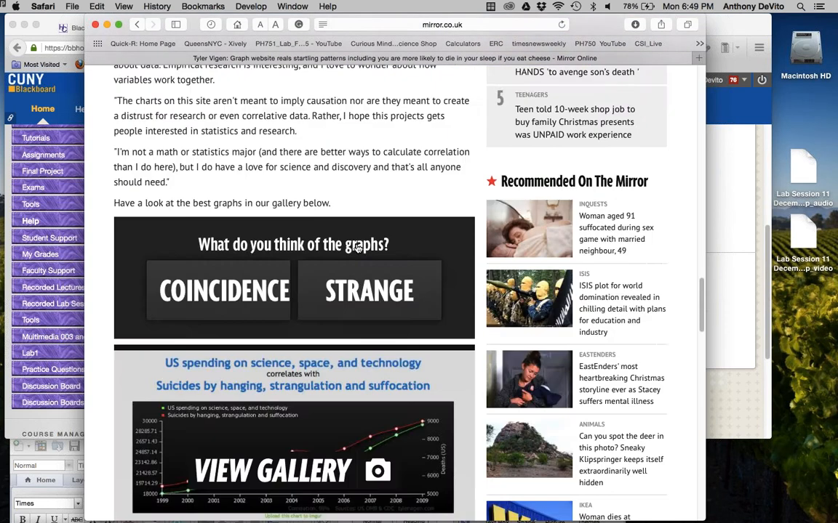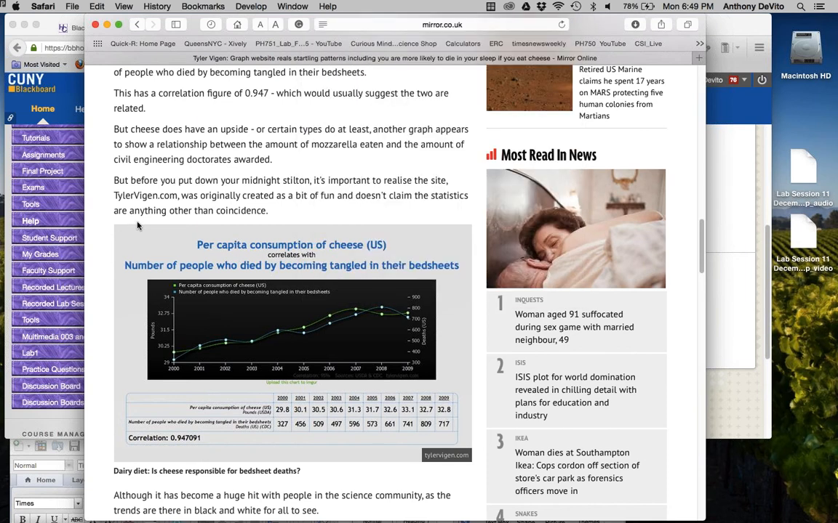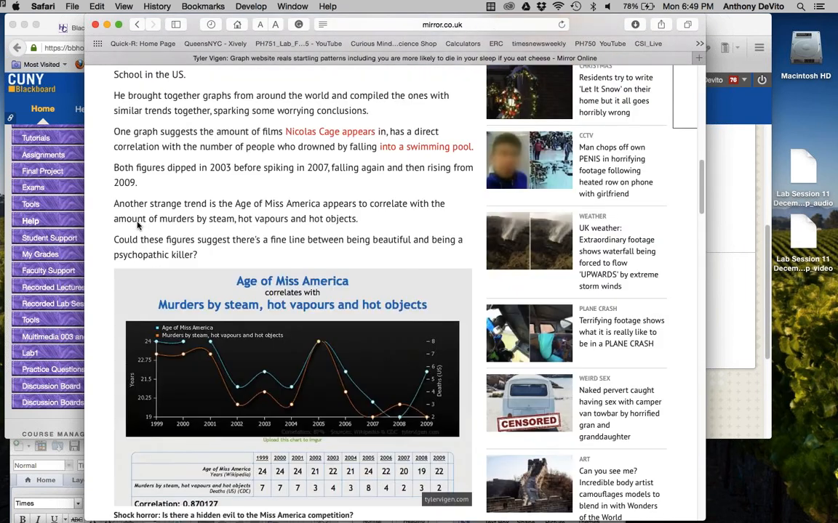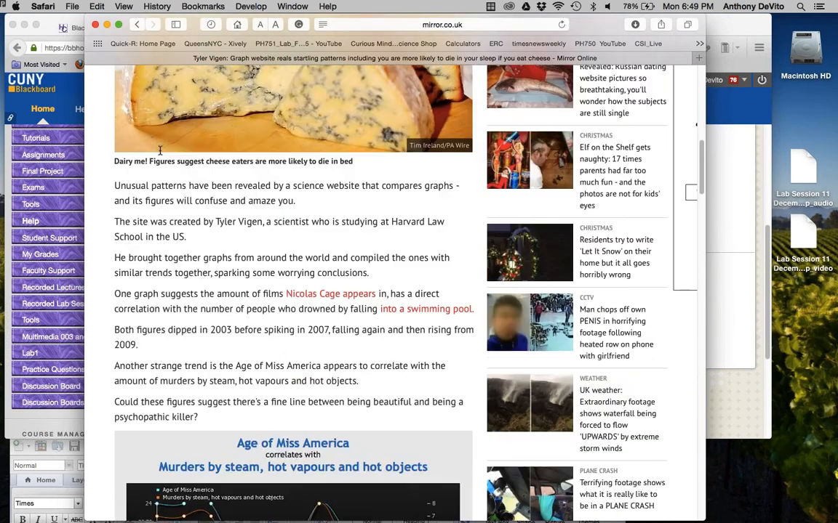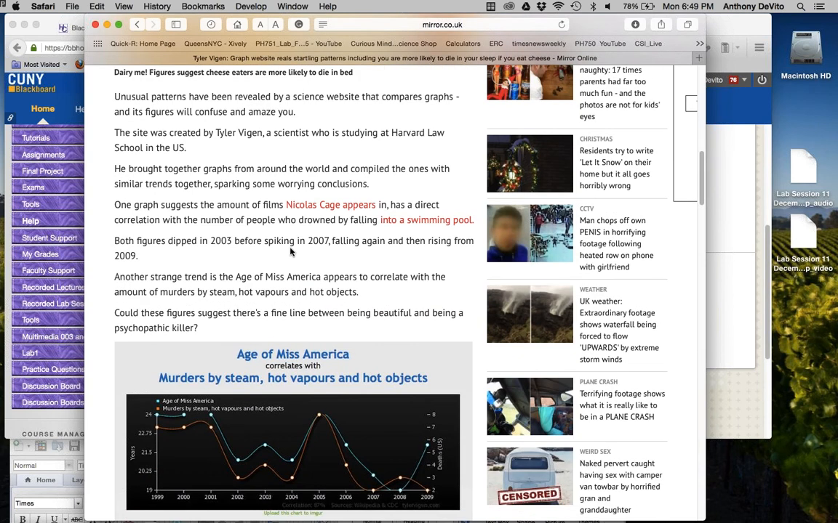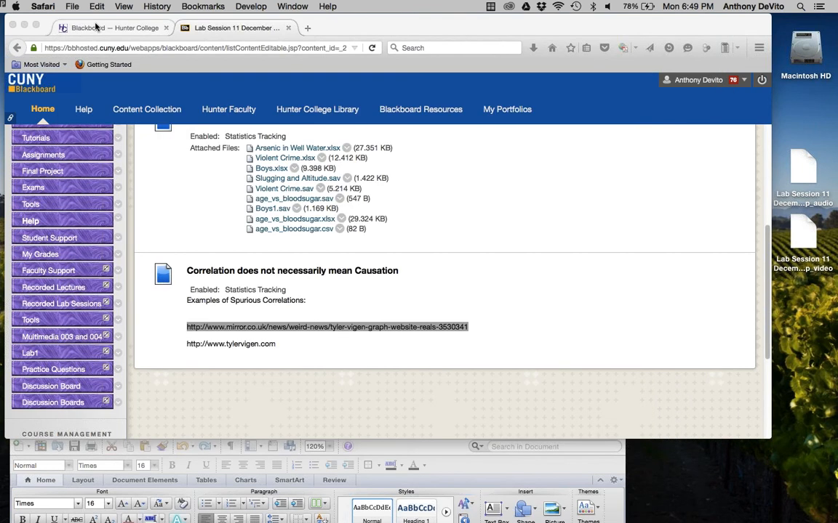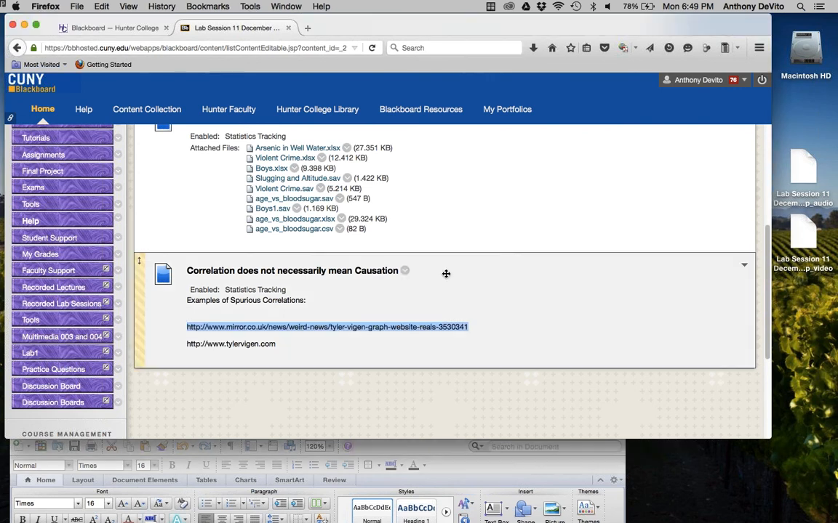He has some really offbeat ones. If you actually go to his website, I think I have it there too. One graph suggests the number of films Nicolas Cage appears in has a direct correlation with the number of people who drown by falling into a swimming pool. Isn't that interesting stuff? So these are all spurious correlations. There's an association that you could show with numbers, but one clearly is not causing the other. If you go to his website, you can spend a day there.